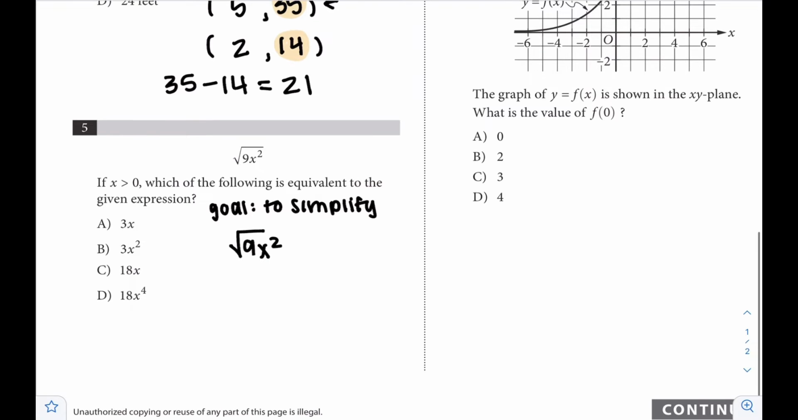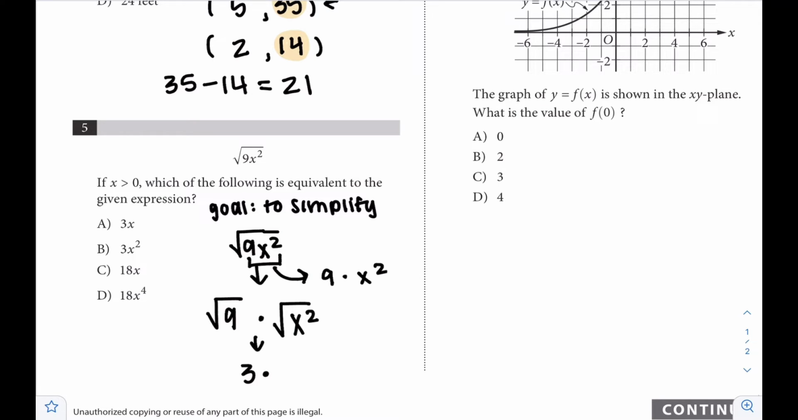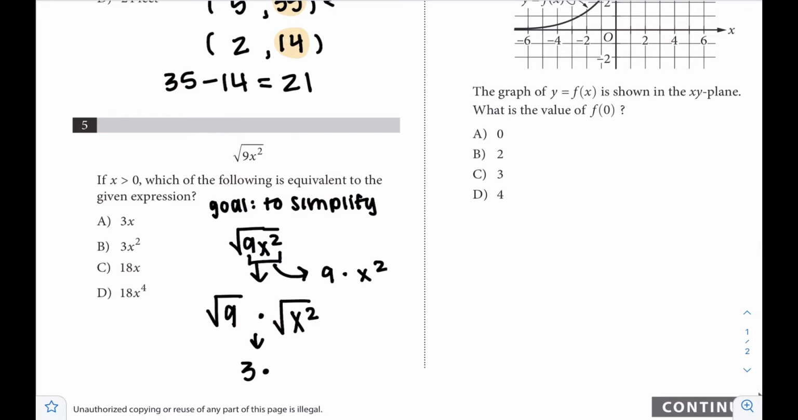The first thing you can do in simplifying this is you can actually split this apart. So we know we have the square root of 9x squared. If you look at 9x squared, you know that this is just 9 times x squared. So I'm going to just separate the square root into 9. So I'm going to write the square root of 9, and then also the square root of x squared. If we simplify this further, what is the square root of 9? The square root of 9 is 3, and that's going to be multiplied by the square root of x squared. But we're not quite finished yet.